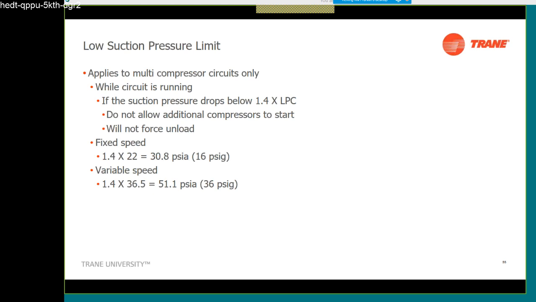While the circuit is running, if the suction pressure drops to 1.4 times that low pressure cutout setting we were looking at, we're not going to allow any other compressors to start. We're not going to unload anything, but we're going to be in a hold situation. We're not going to let any more compressors start. So as that suction pressure starts to go down, we're going to try to hold those compressors and keep from going into that low pressure trip.